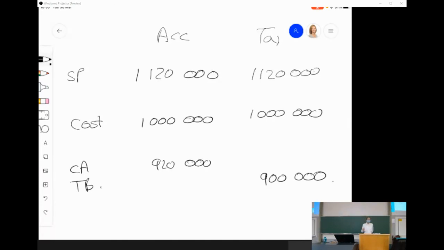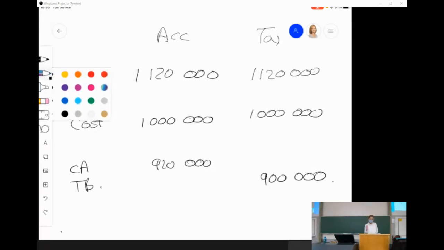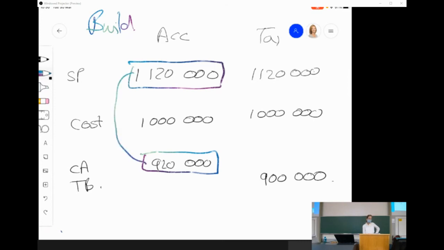So what happens now? For accounting purposes, I'm going to show a profit on the sale, and remember this is for the building. The profit on the sale is going to be the difference between my carrying amount and my selling price. So the full difference is going to go to P&L. Do you agree with that when I sell it? Good.